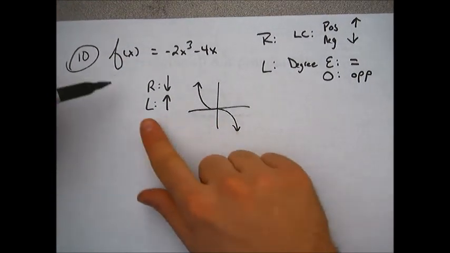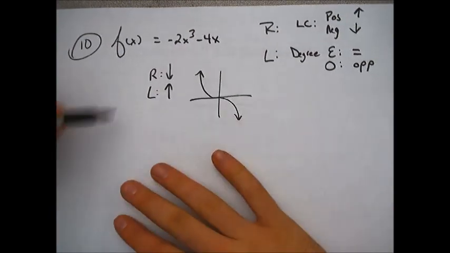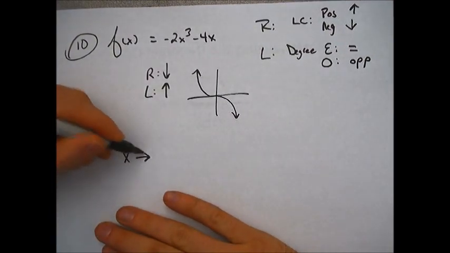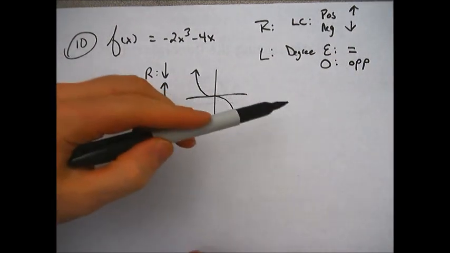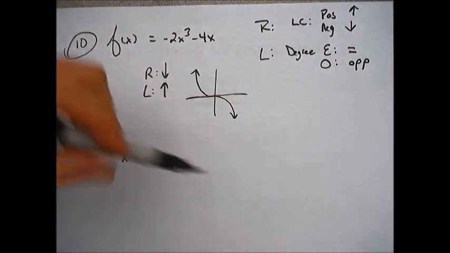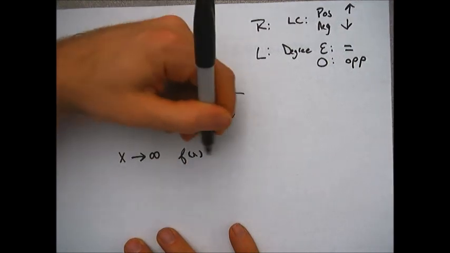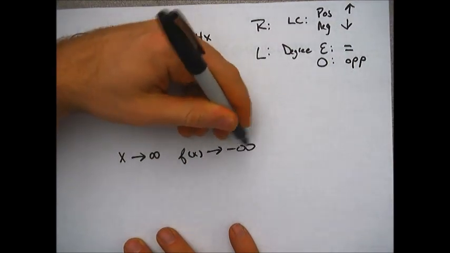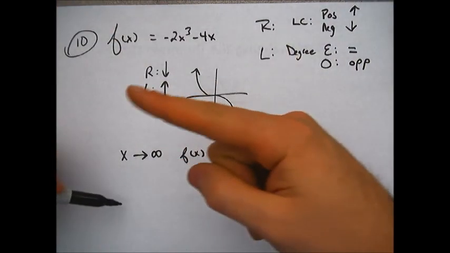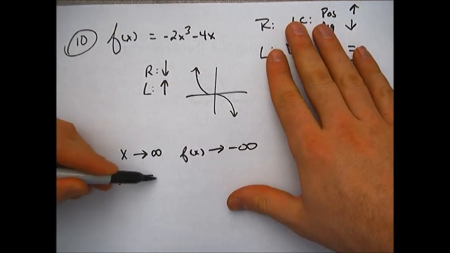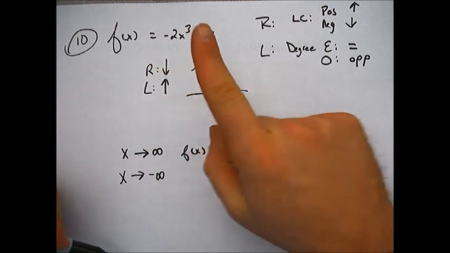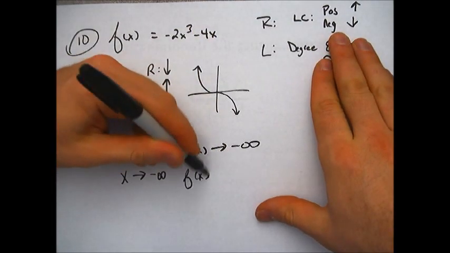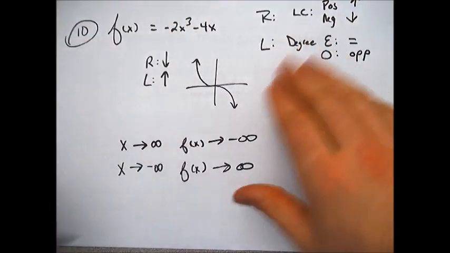Now with this graph and this little chart, I should be able to write my answer. What is my answer? As x heads to infinity, so here's infinity, as x goes this way, what's going on with y? And y is going down. How do I say that? F of x approaches negative infinity. And then I go the other way. As x approaches negative infinity, so as x goes this way, what's my y doing? Y in this case is going up, so f of x is approaching infinity.